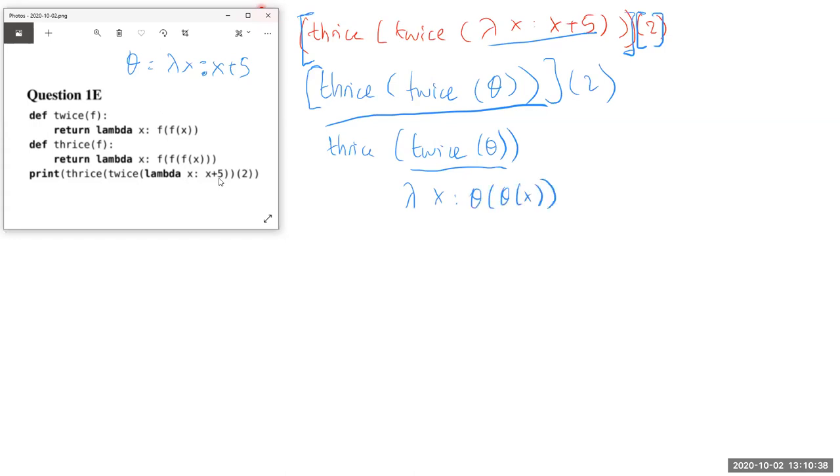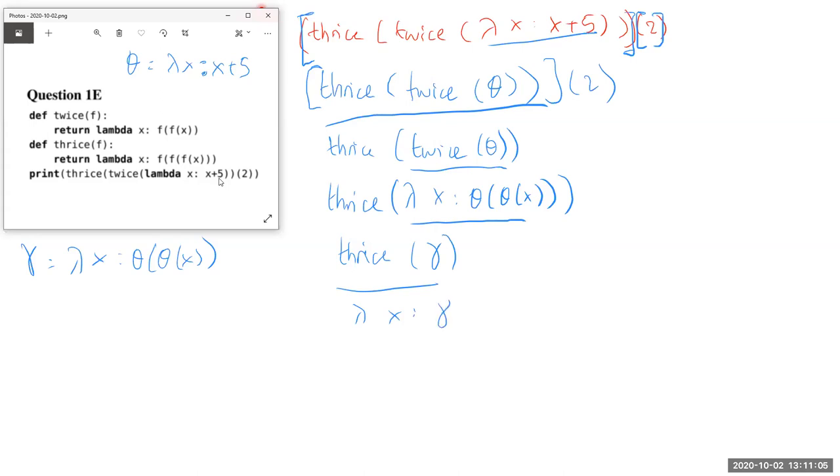A bit complicated, so we're going to replace that with gamma, lambda x, theta, theta, x. So thrice evaluates gamma, and then thrice will give us lambda x, gamma, gamma, x. I think this is okay. We don't have to substitute this with anything. Now we bring 2 down. This one should be 3 times actually. So we have gamma, gamma, gamma, 2.